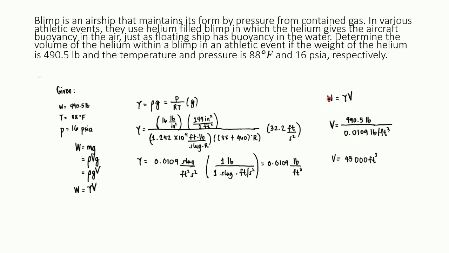We are just going to divide our weight, 490.5 pounds, by the specific weight. Pound is actually slug feet per second square, it is given here, right? So we can cancel out the pounds, and we will get that our volume is in cubic feet. The volume is 45,000 cubic feet. So this is the answer for this problem.